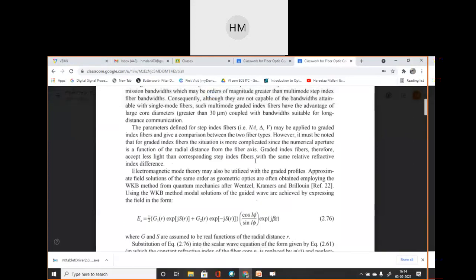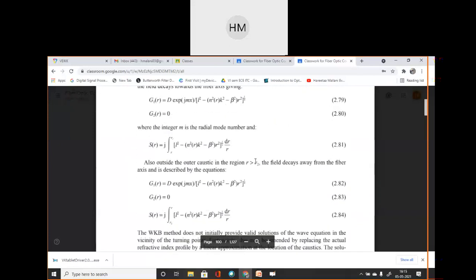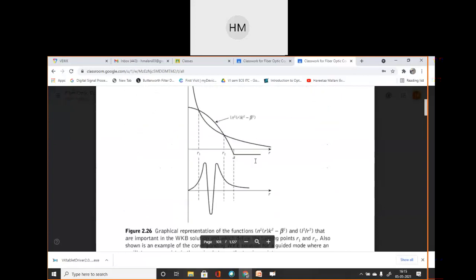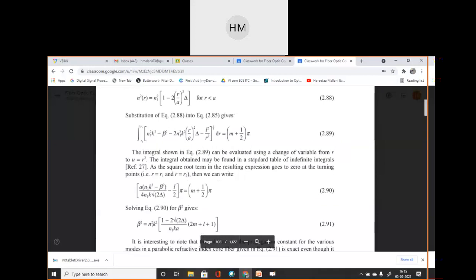Okay, so now we will define some parameters. The parameters we have defined for step index fiber were NA, del and V, which may be applied to graded index fiber and give a comparison between these two fiber types. Okay, so here you have to write again some formulas. No need to describe much in detail. We will just write simple formulas for graded index fiber. I will tell you.